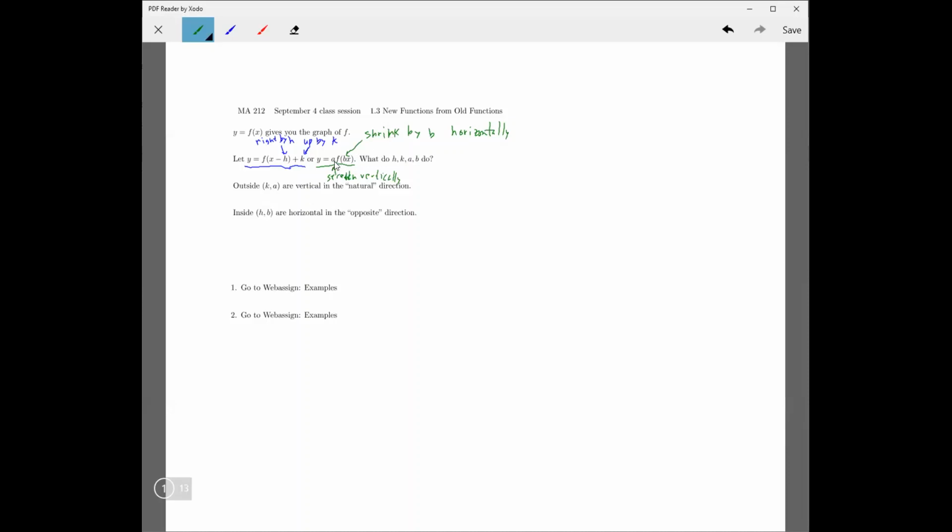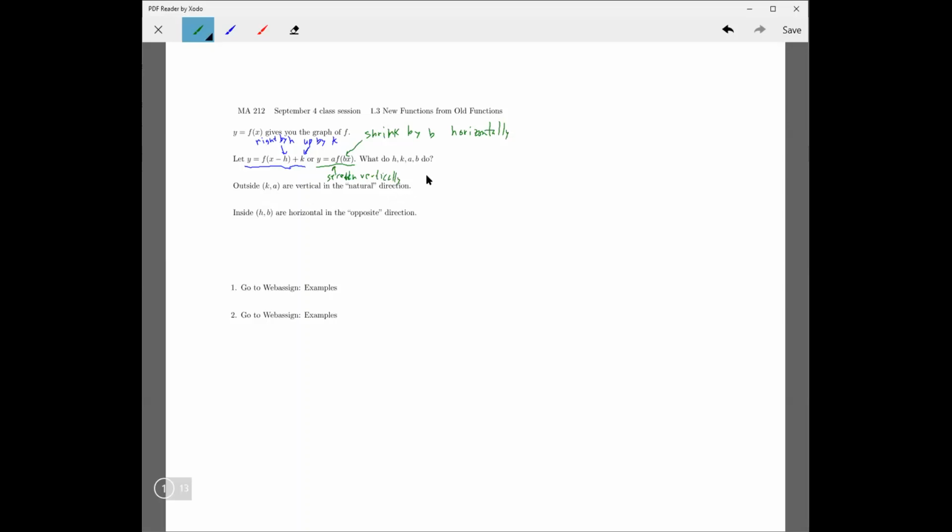Okay, this one, the a outside. If a were 2, then the distance between each point and the x-axis would be doubled. Okay, if a were 1/2, then it would be cut in half. If b were 1/2, then it would actually stretch it by a factor of 2, by doubling. Okay, so that's how that works.